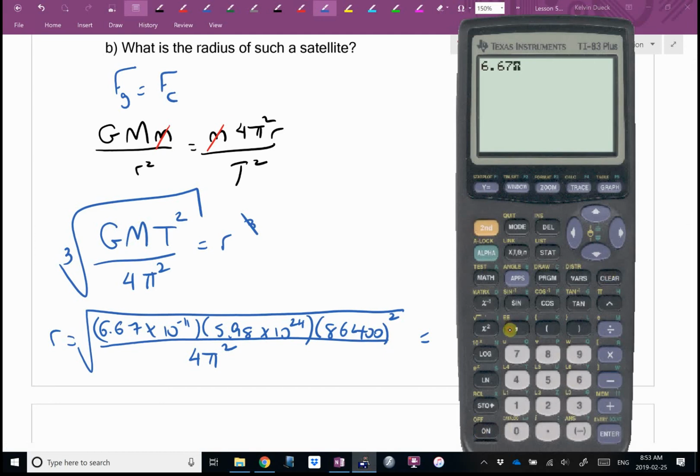6.67 times 10 to the negative 11 times 5.98 times 10 to the 24th times 86,400 squared divided by bracket 4 pi squared, close bracket, cube root.